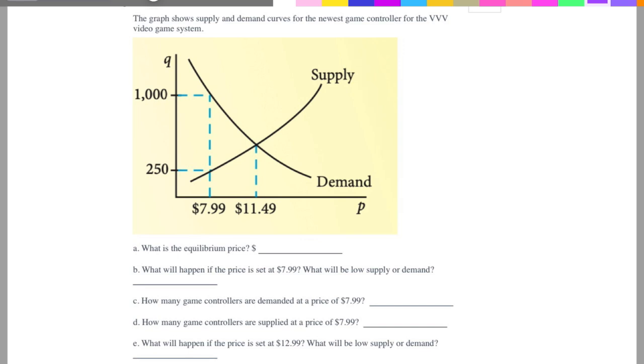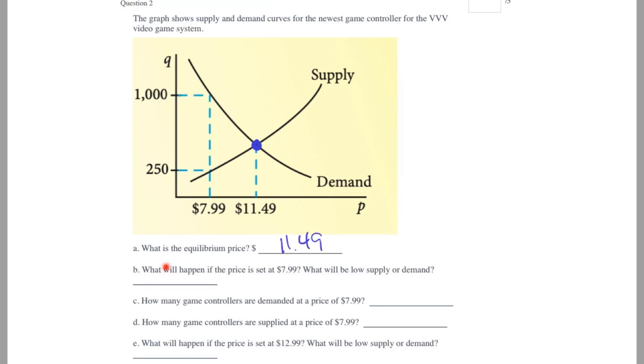Question number 2 says, what is the equilibrium price? The equilibrium is where demand and supply meet, right at this point here. So at this point, the price is $11.49. Next question, what will happen if the price is set at $7.99?